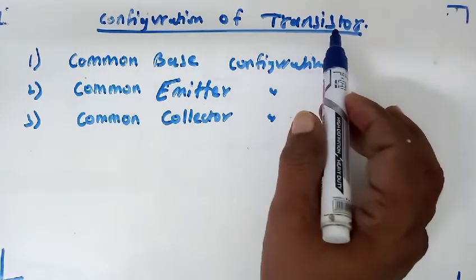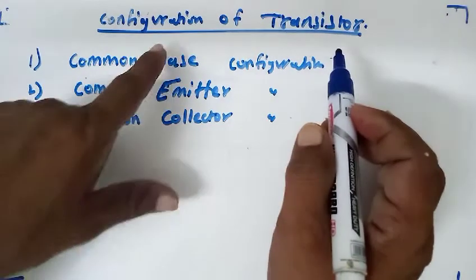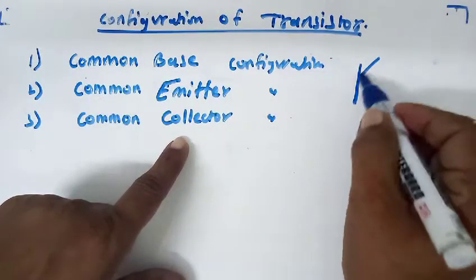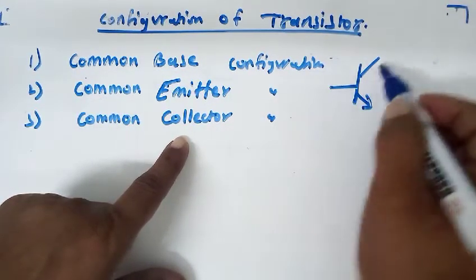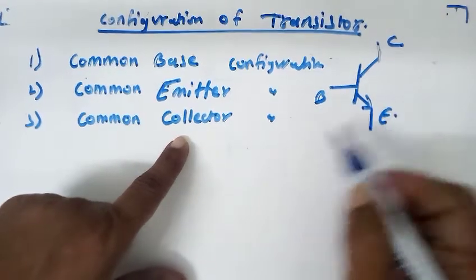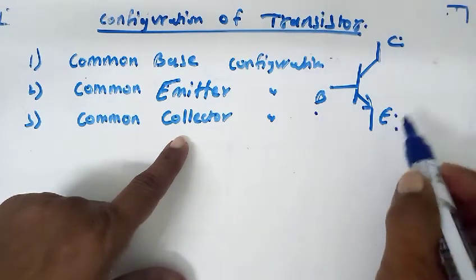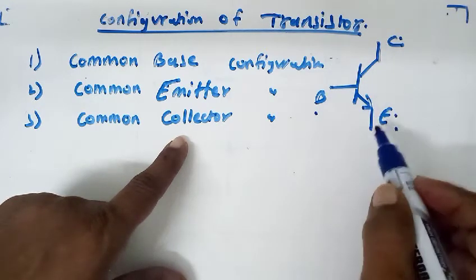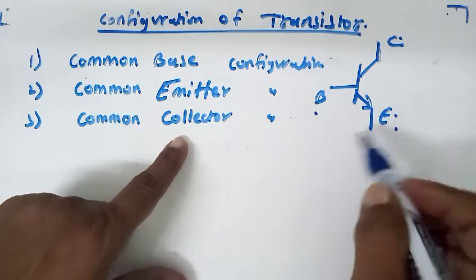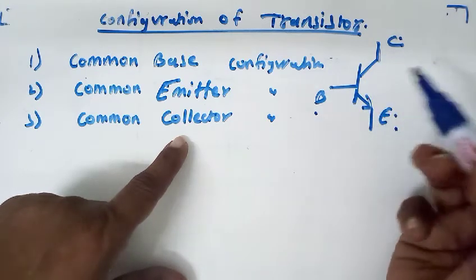Students, it is very important to understand how we connect the transistor in common base, common emitter and common collector. This is the transistor, consisting of the collector, the base, and the emitter. These are the three terminals. If any terminal is grounded, you may say that it is common, and at the next two terminals we apply the input and take the output.